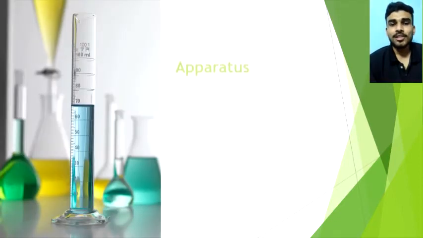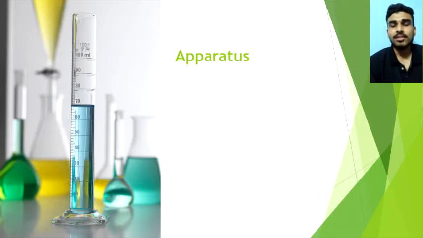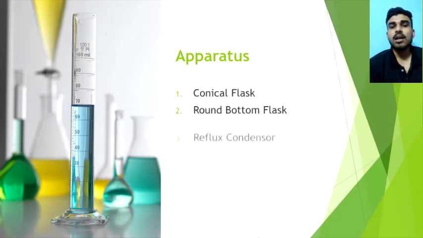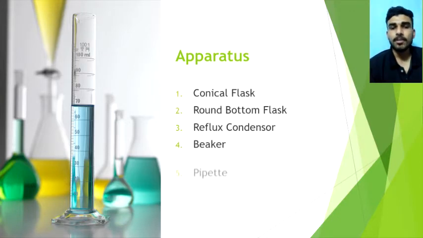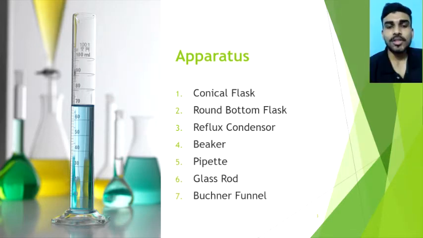To perform today's experiment, the following apparatus are required in this organic synthesis. We require a conical flask, a round bottom flask, a reflux condenser, a beaker, a pipette, a glass rod and a Buchner funnel. Before we start, we have to wash all our apparatus with distilled water and confirm that all the apparatus are dried to perform the organic synthesis.